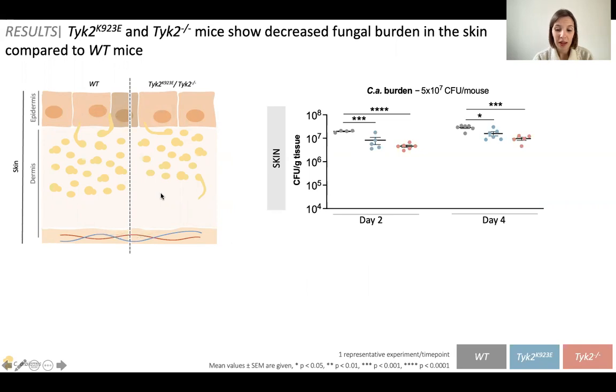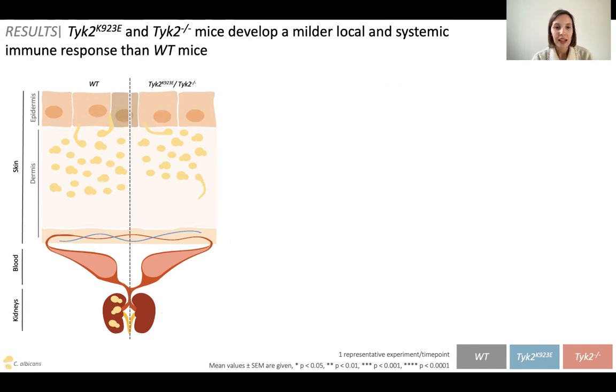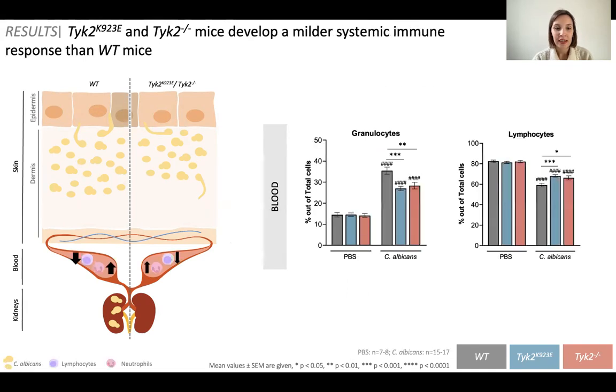And this is in the skin, but I also looked at the kidneys, and it was a surprise to find Candida albicans in the kidneys of wild type, but not in KE and knockout. So it looks like that in the absence of TYK2 or its kinase activity, there is a better control of the fungal growth, and there is no dissemination to peripheral organs. Then I have also observed that the systemic immune response to the local infection seems to be milder in KE and knockout when compared with the wild type.